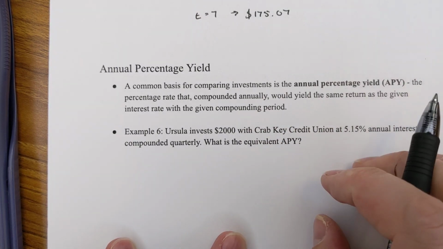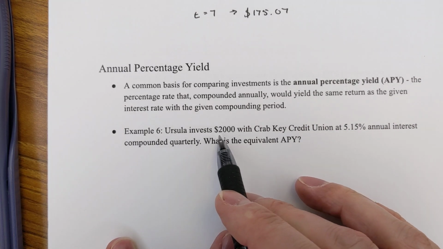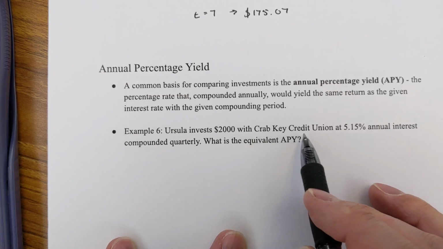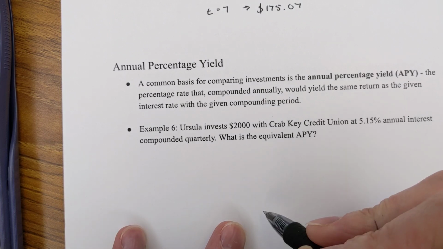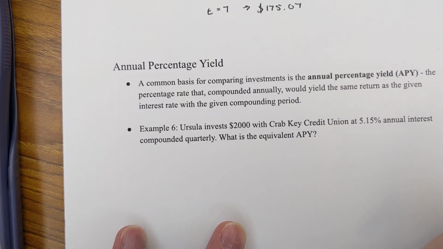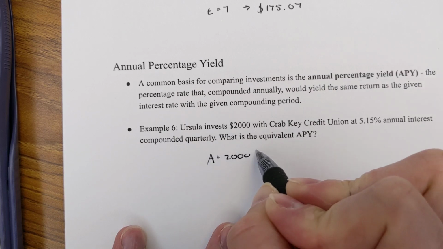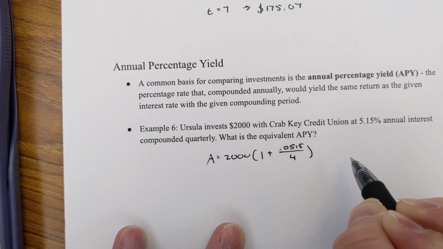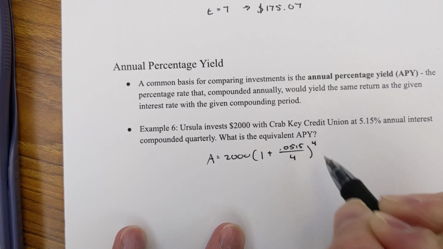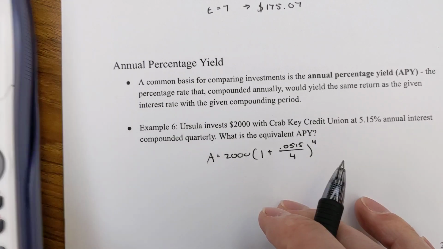So if we were just going to calculate interest once at the end of the year, this is what it would be. So Ursula invests $2,000 with Crab Key Credit at a given rate, compounded quarterly. Okay, so we're going to figure out how much she ends up with and then work backwards to get it back. So A equals 2,000 times 1 plus 0.0515 over 4, because quarterly is 4, and then the exponent is just going to be 4, because our t is 1.